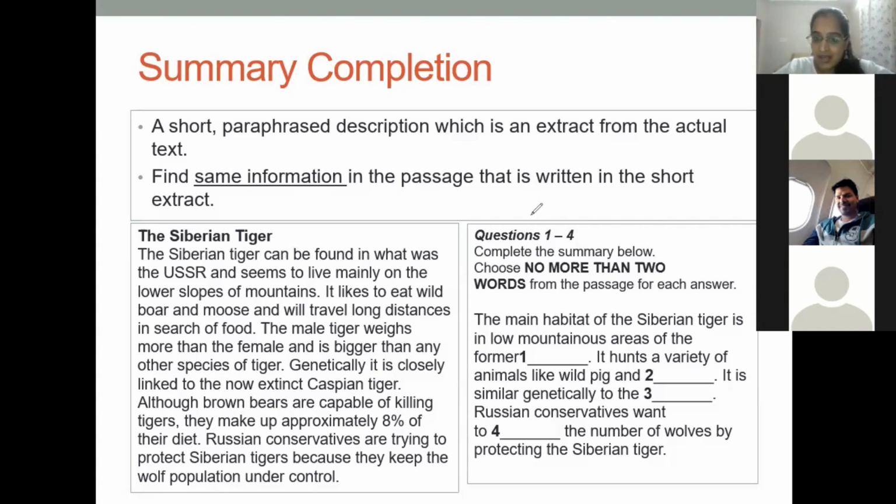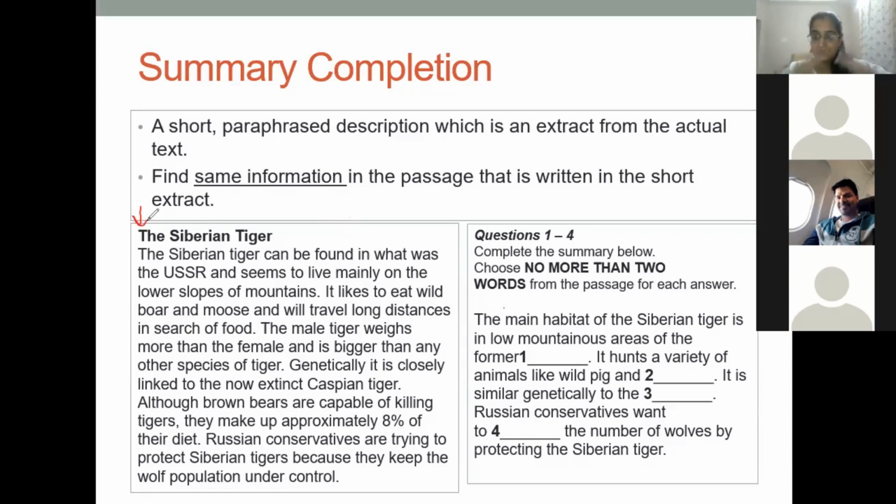Look at it. It's a small paragraph with blanks in between. They're not individual sentences. But what have they done? They have rewritten some information from this passage, probably used synonyms, and given you blanks there so that you can pick up the most appropriate terms. Again, in summary completion also, it is important that you understand and read the instructions. Before we look at the question, we have to obviously skim through the text.